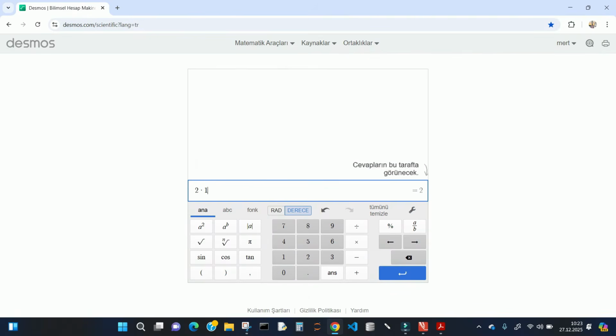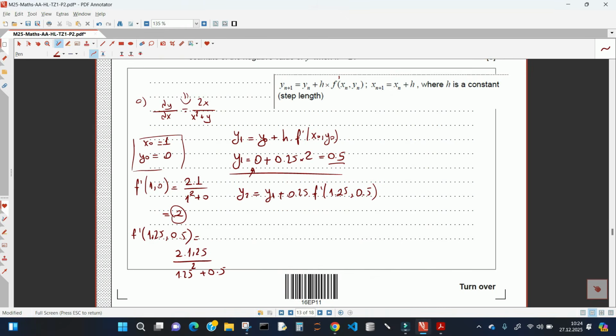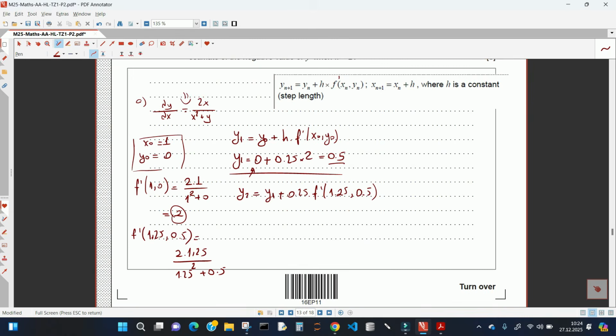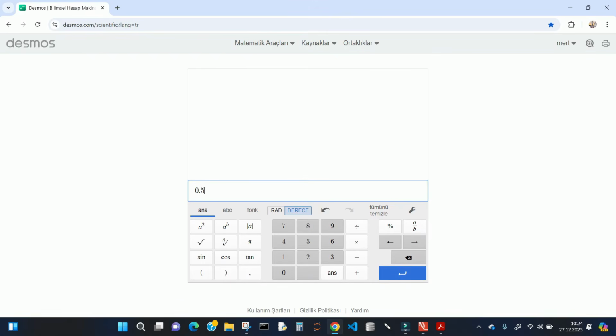2 times 1.25 divided by 1.25 squared plus 0.5. We can say 1.21. So for y sub 2 equals y sub 1 plus 0.25 times 1.21, which is 0.5 plus 0.25 times 1.21.